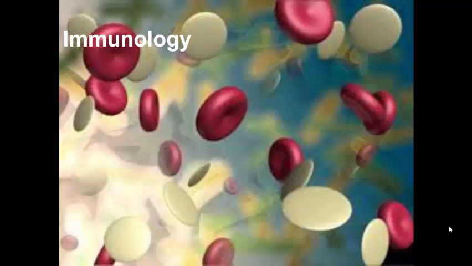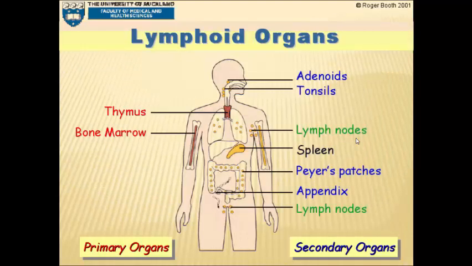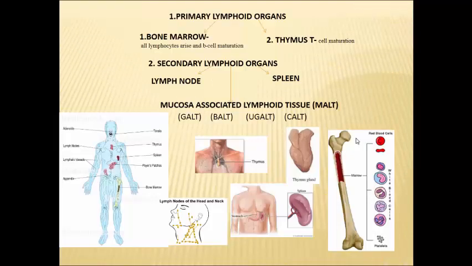Good morning, students. In this video series we are dealing with the immune system organs. Basically we have seen that immune organs are of two types. First is primary lymphoid organ and second is secondary lymphoid organ. Primary lymphoid organs are the major lymphoid organs which include two organs: first is bone marrow and second is thymus, while secondary lymphoid organs include lymph node, spleen and mucosa associated lymphoid tissue, that is MALT.